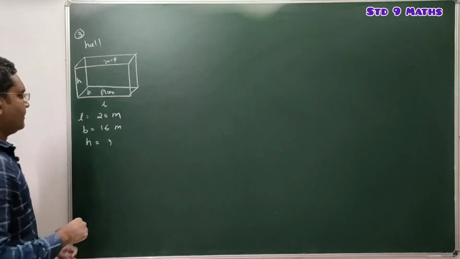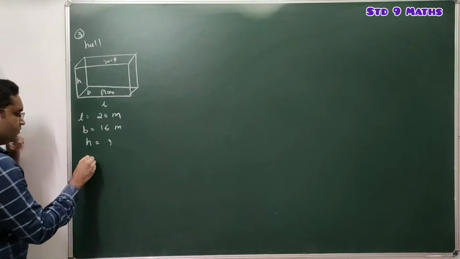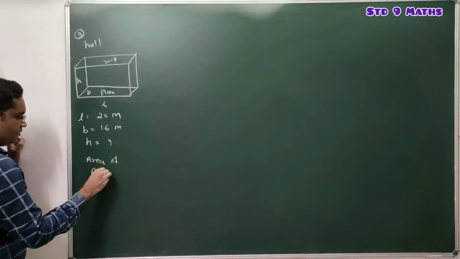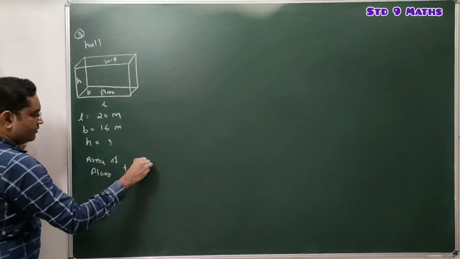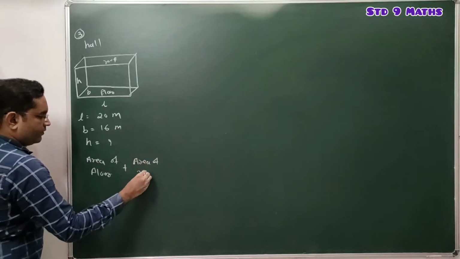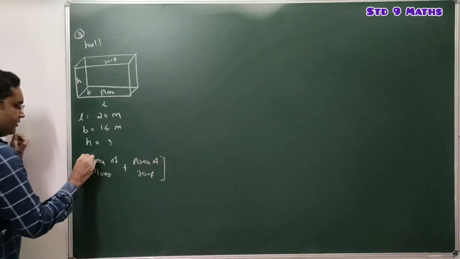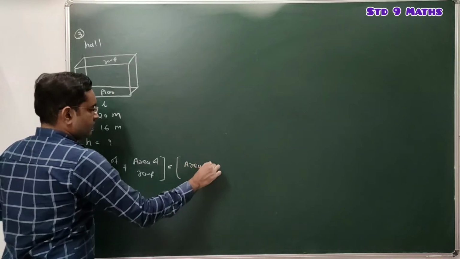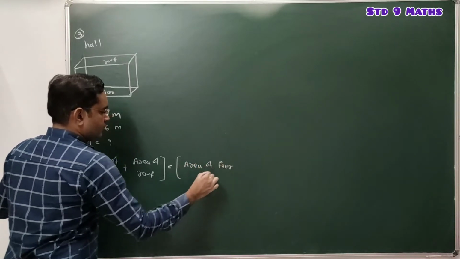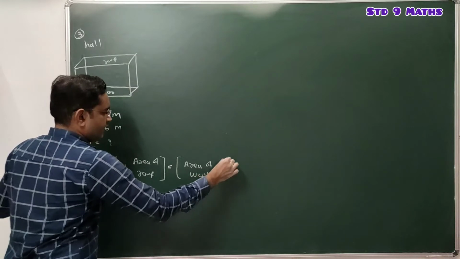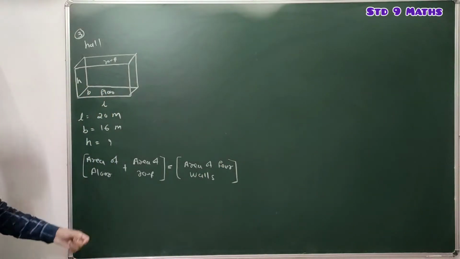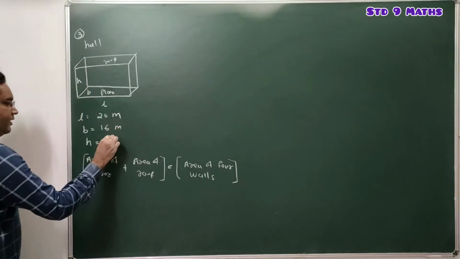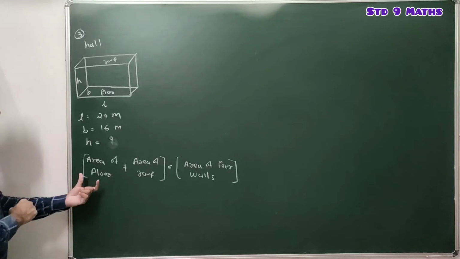the area of 4 walls. So here we are given the area of the floor plus the area of the flat roof, the sum of these two areas is equal to the area of 4 walls. Area of 4 walls is nothing but the lateral surface area of this cuboid. This is given. So by using this data, find the height of this hall. We have to find the height of this hall. Clear, students?